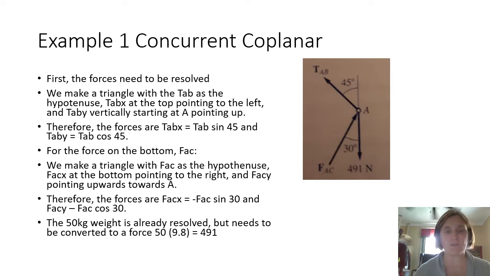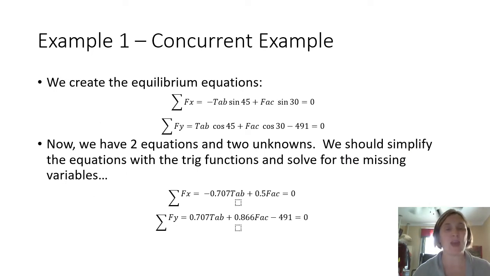Now, if we take a look at the 50 kilogram weight, it's already resolved, okay? But that's a mass, so we need to convert that to a weight. So we multiply that by the acceleration due to gravity, 9.8, and we get 491. Now that we have that, we can go ahead and form our equilibrium equations. Basically, we write down everything that is in the x direction, add them to each other, and equal them to 0. This one is going in the negative direction, so that's why it has a minus. This one is going in the positive direction, that's why it's a plus. And we add them together, that should equal 0.